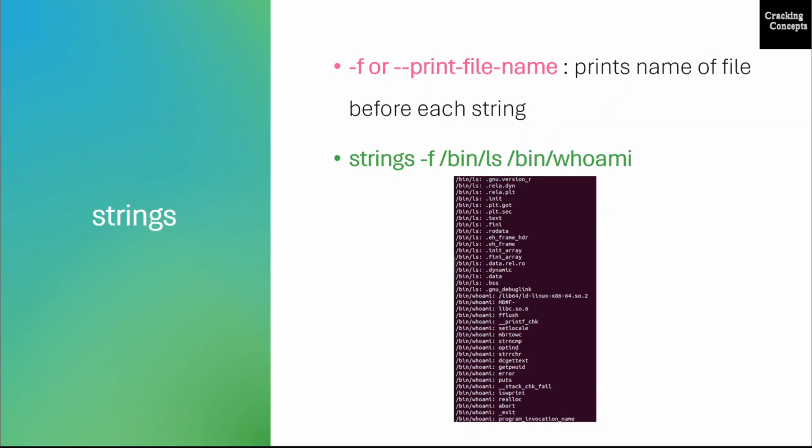Then we have the -f or --print-file-name option, which will print the name of the file before each string. This is useful when processing multiple files. So the command is strings -f /bin/ls and /bin/whoami. So in the output, you will see that those belonging to ls are preceded by that file path and those of whoami are preceded with that file path.